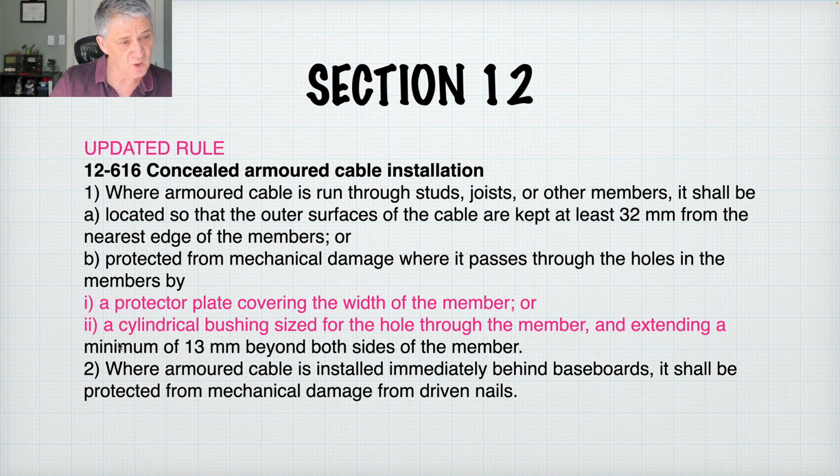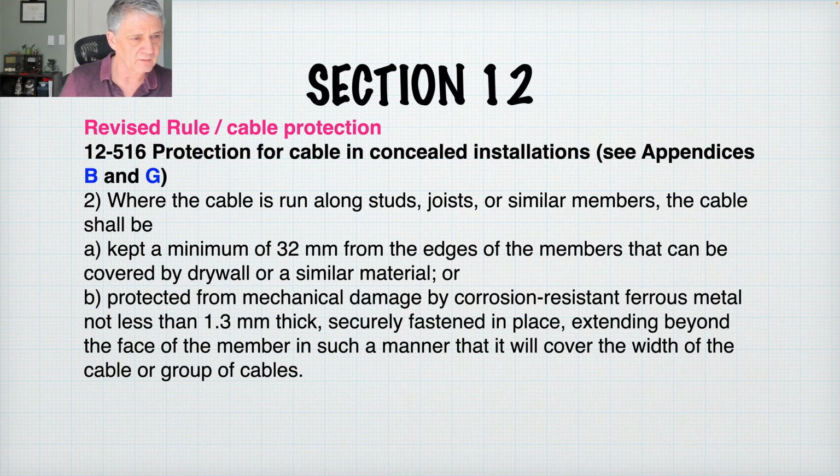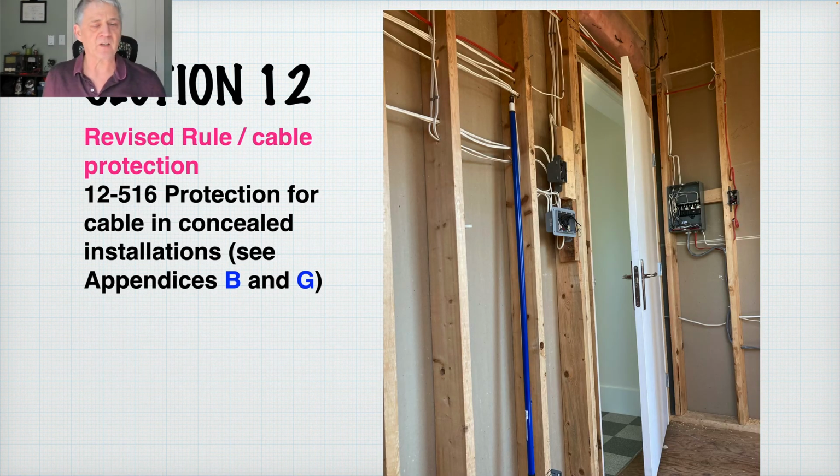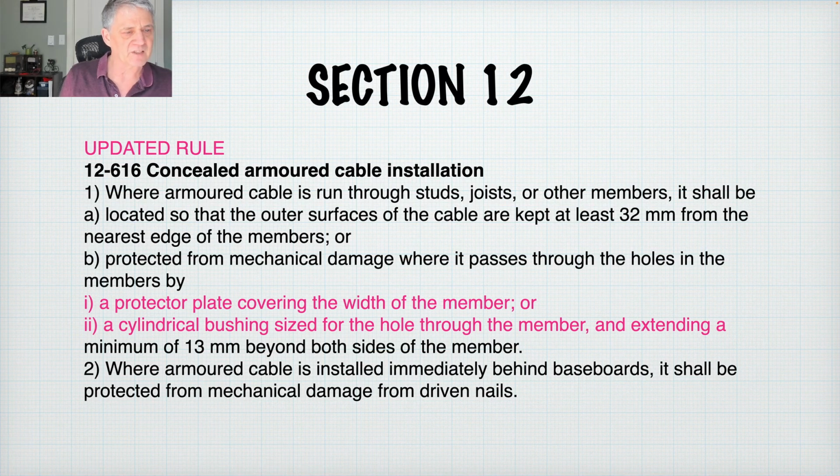Now, this does not talk about where it runs up beside the stud. As in here, it talks about where the cable is run along studs. So Lumex, through the stud, run up the stud 1.25 inches. AC90, where it runs through the stud. Okay? Remember that one. That'll save you a lot of grief.